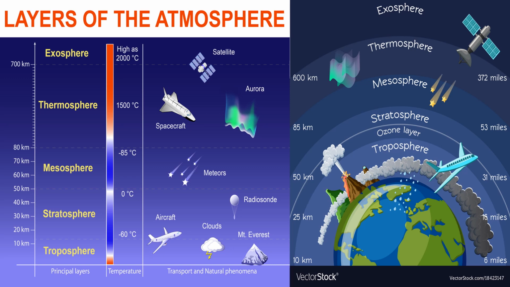I have some diagrams here which represent the layers of the atmosphere and the different activities or events that occur in them. As you can see, we have the troposphere here and the region in which it extends, the stratosphere, which contains the ozone layer, the mesosphere, then the thermosphere.